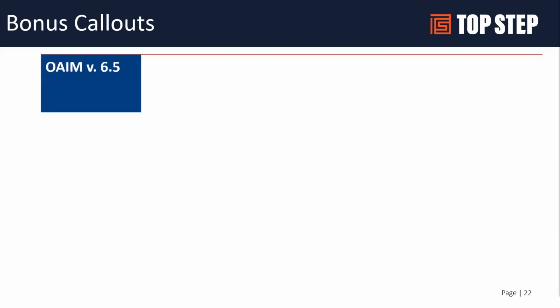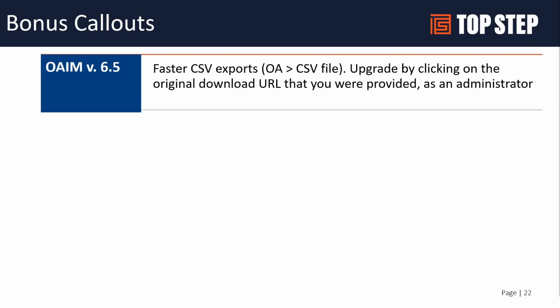A few additional items worth noting in today's session are these particular features. OpenAir Integration Manager, OAIM, version 6.5. To upgrade OAIM, or Integration Manager, for those of you who use this for imports or exports, simply click on the original download URL and follow the prompts to install OAIM. The latest version will automatically be applied through this process.